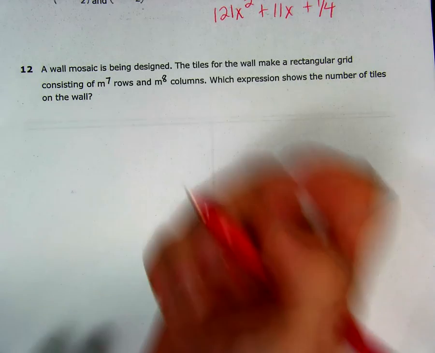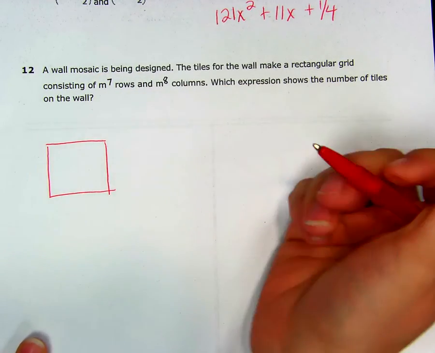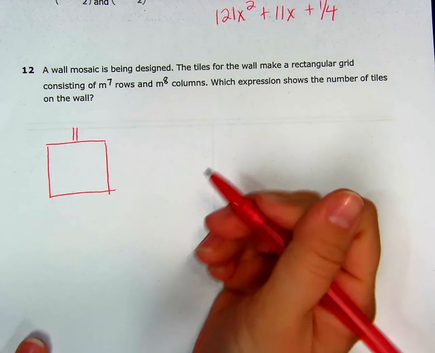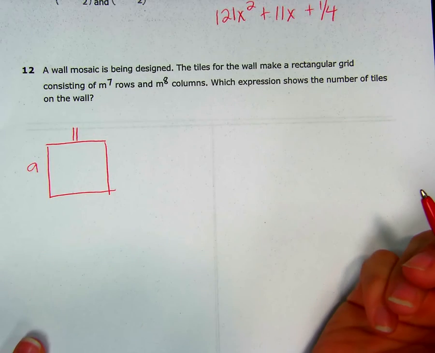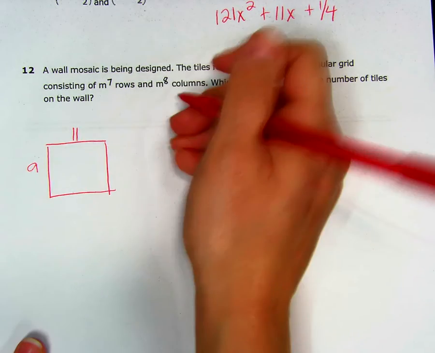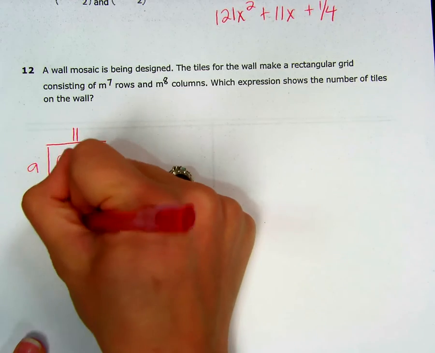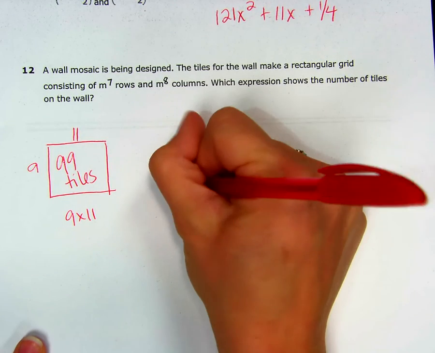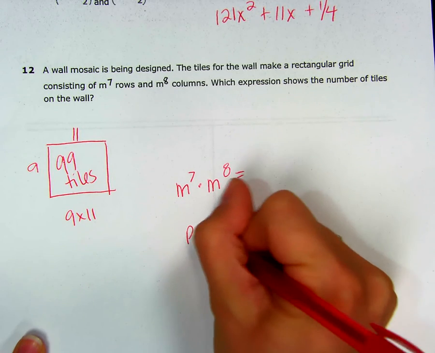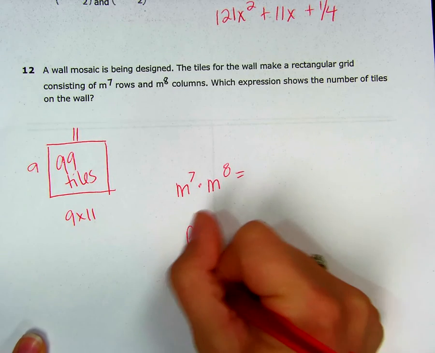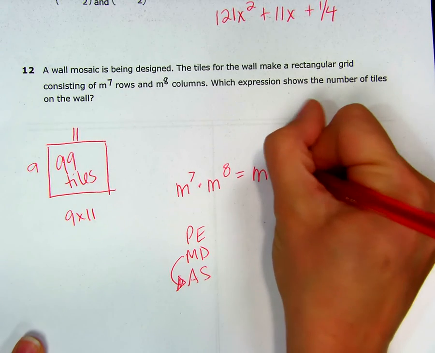Number 12, I think, is easiest to think about in this way. If I had a wall and I knew it had, I don't know, 11 rows and 9 columns, how would you find the number of tiles? Well, you'd multiply them and say there would be 99 tiles, because you do 9 times 11. So we need to do m to the 7th times m to the 8th in this problem. And we know that when we multiply, we need to add our exponents. So this is m to the 15th.